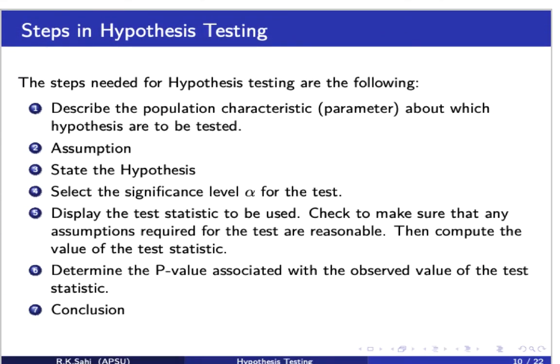So these 7 steps are: the first thing is we have to figure out what kind of population characteristic, that is the parameter, we are looking at in our hypothesis testing. Second, we look at the assumption. Then we state the hypothesis. We select the significance level for this test. Then display the test statistic to be used, and find the p-value associated with the observed value of the test statistic. Now this is coming from the random sample data, guys. And then finally we make our conclusions based on our p-values.